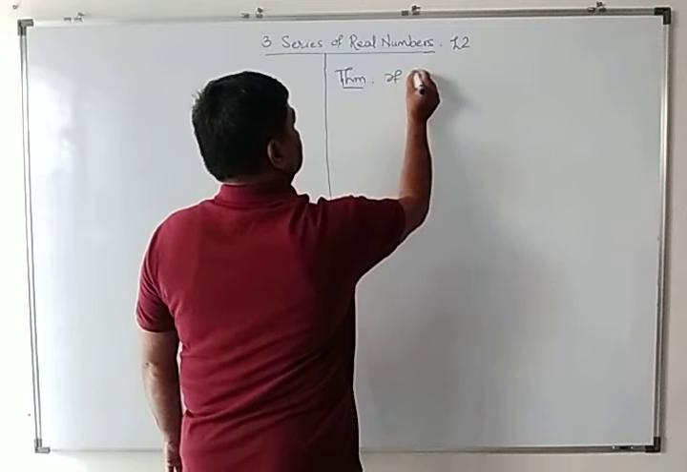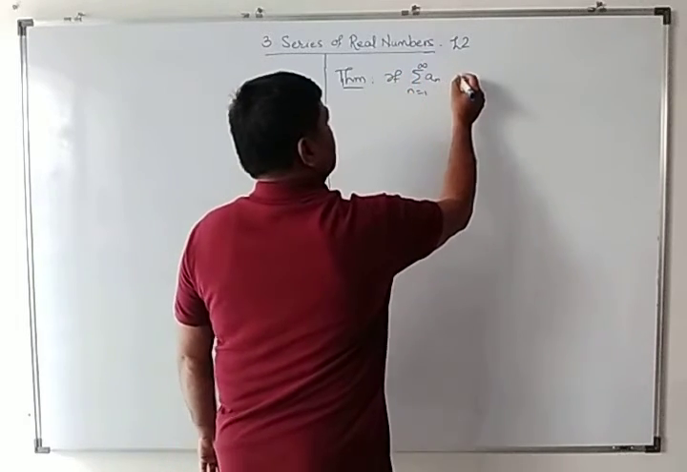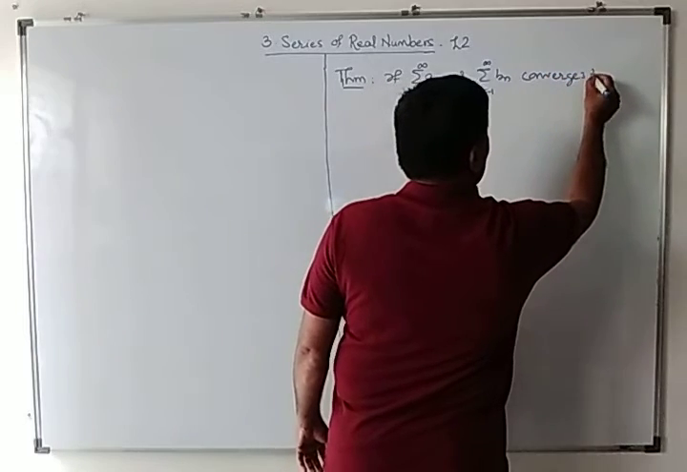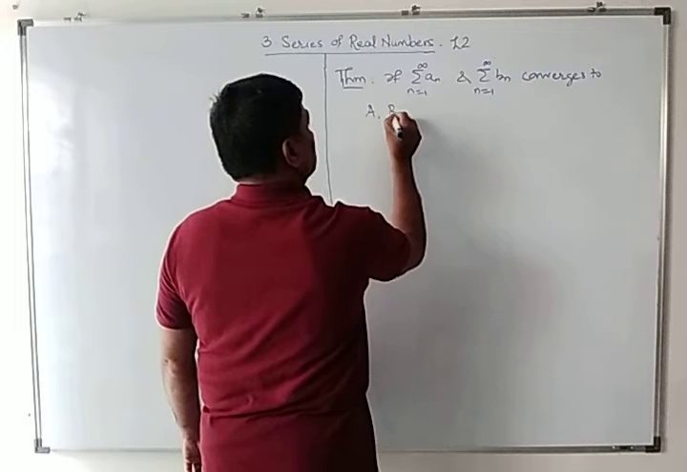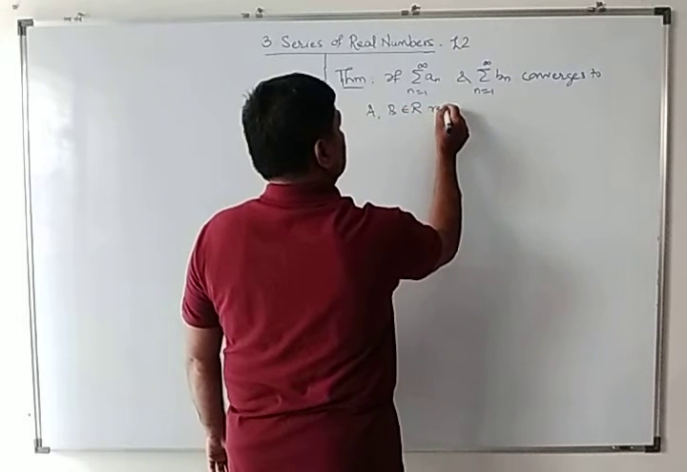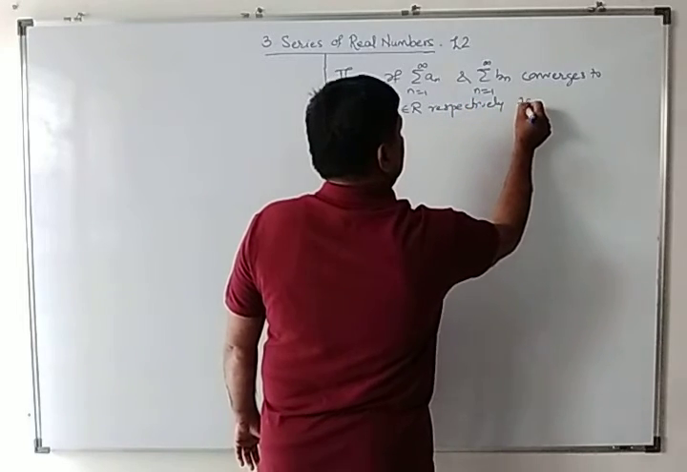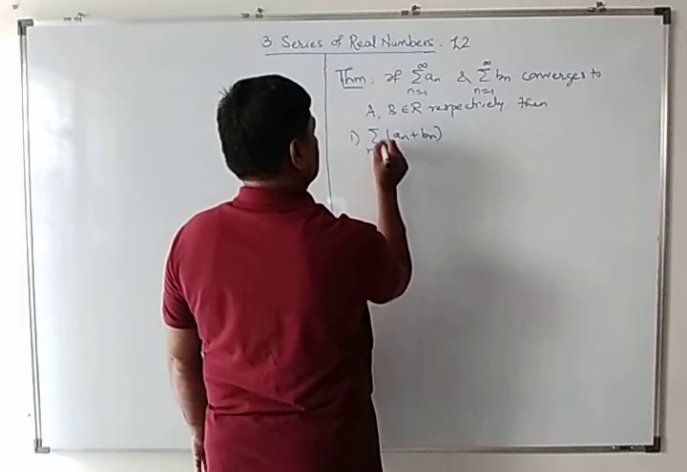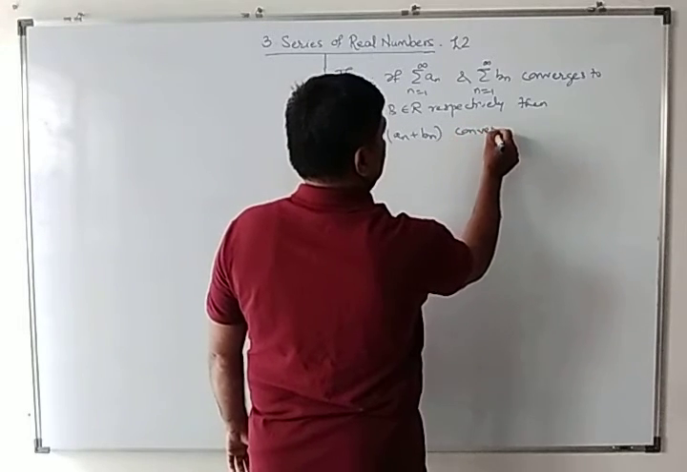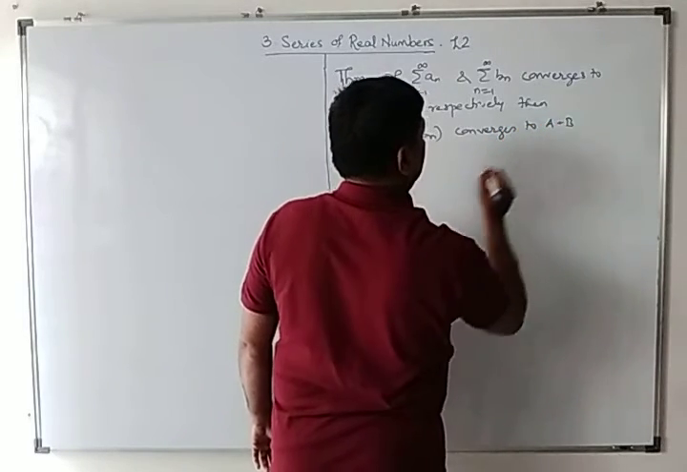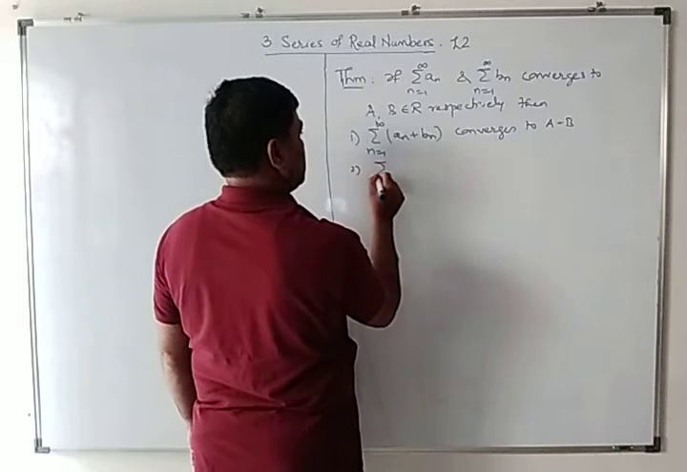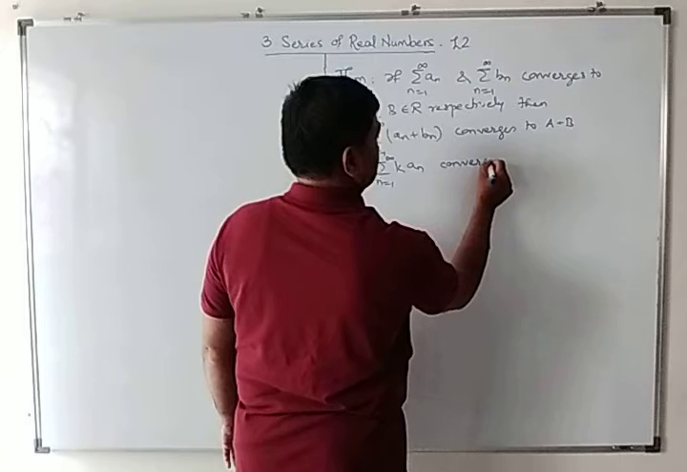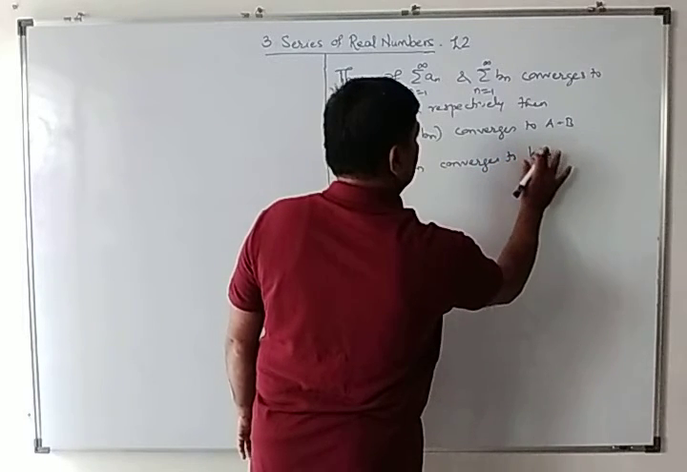If summation of an, n equal to 1 to infinity, and summation of bn, n equal to 1 to infinity, converge to A and B, where A and B belong to R respectively, then one, summation of an plus bn, the addition of series, converges to A plus B, and second, summation of k times an, n equal to 1 to infinity, converges to k into A, sorry.